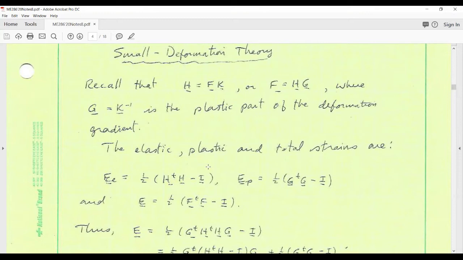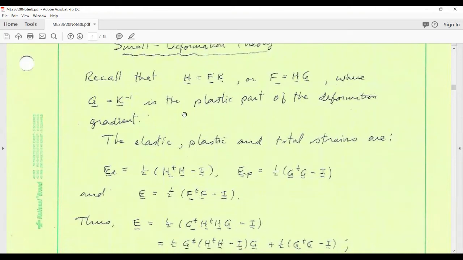So it's of some importance to establish a small deformation theory in which we account for the effects of both the elastic and plastic strain on an equal footing. We don't neglect one in favor of the other. So let's see if we can do that.